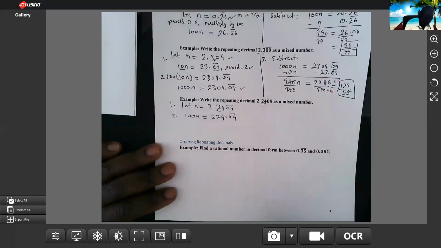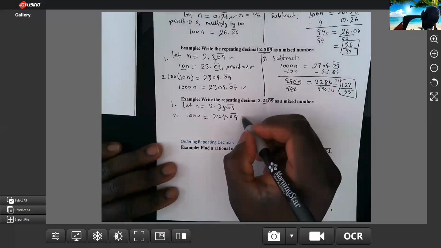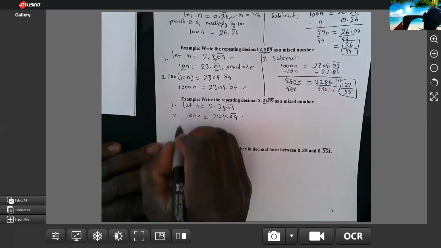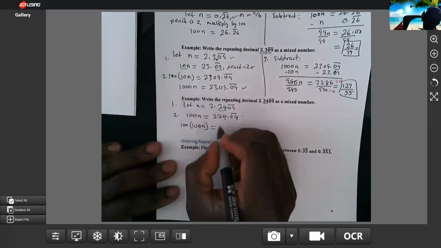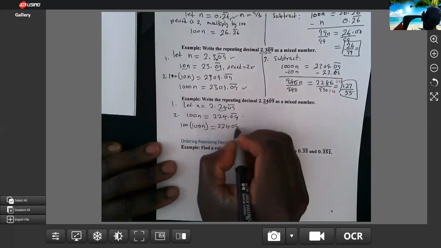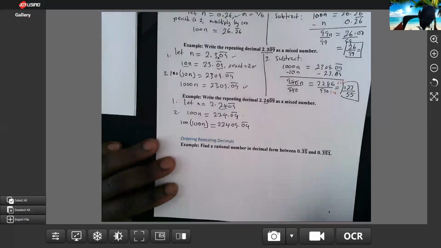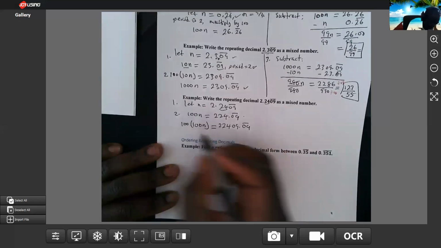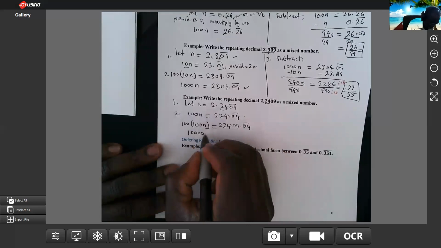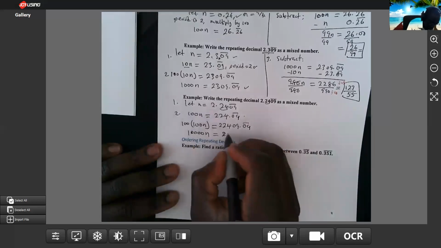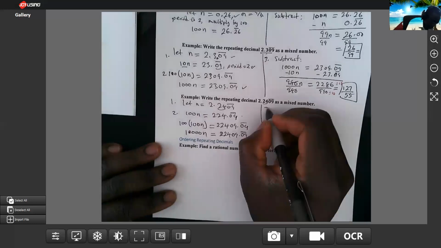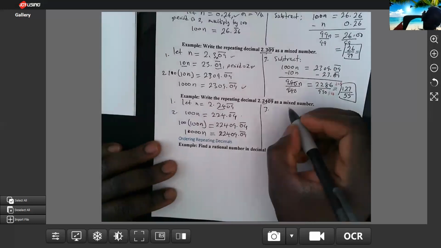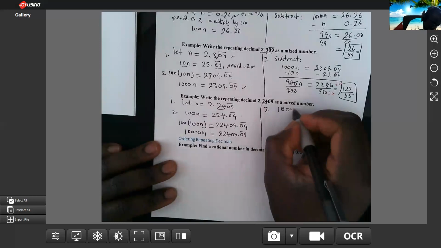224.0090909. Now again, the period is 2, so we multiply by 100 again. So that is 224 and then 09.090909. Okay, so 100 times 100 is 10,000n equal to 22,409.0909. Then step 3, you subtract.